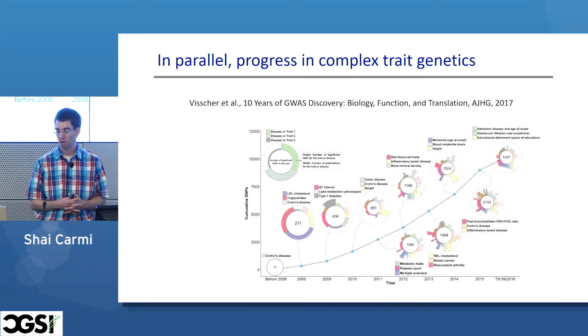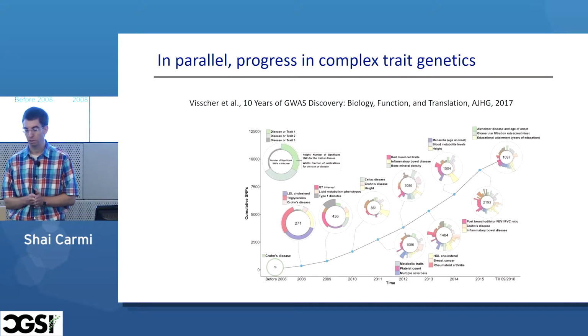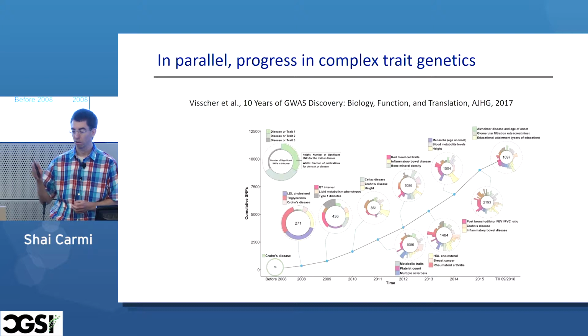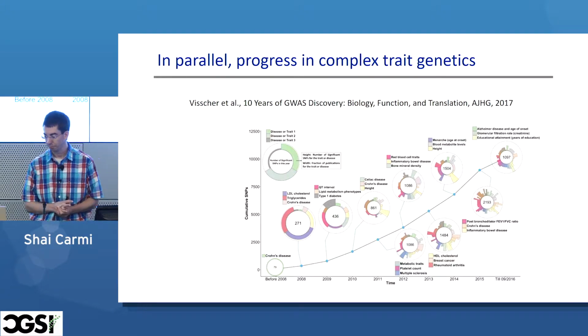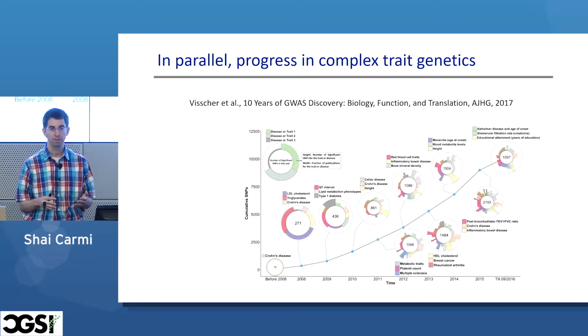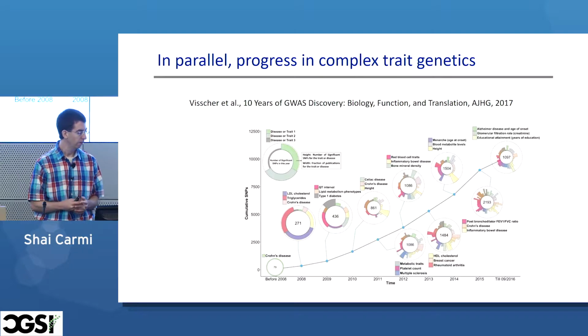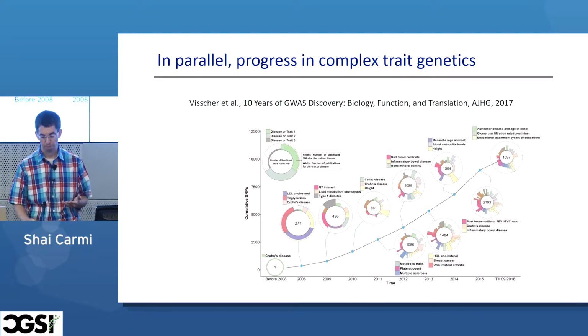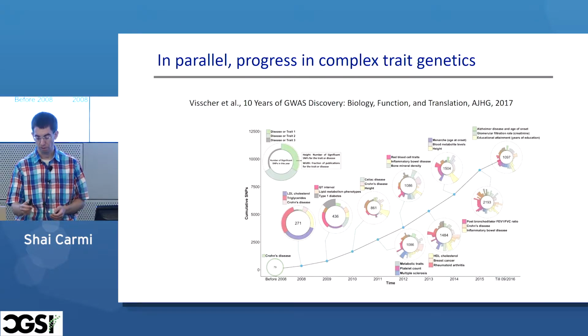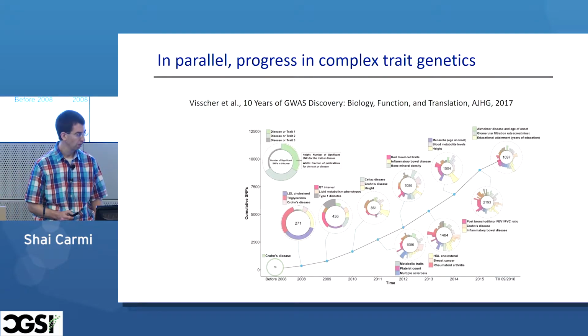So in parallel, as you have heard in this conference, you saw this figure already, the past 10 years or so witnessed a very fast growth of the number of successful GWASs, and by now we have thousands or even more variants that are associated with all kinds of complex traits.